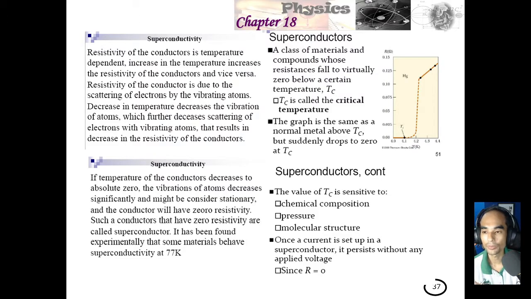So now we have one more: superconductivity. The resistivity of a conductor is temperature dependent. An increase in temperature increases the resistivity of the conductor, and vice versa.